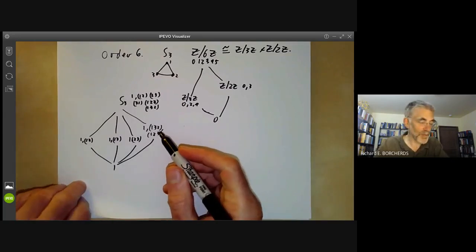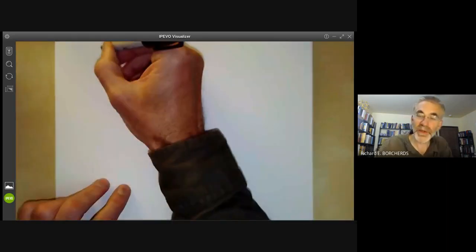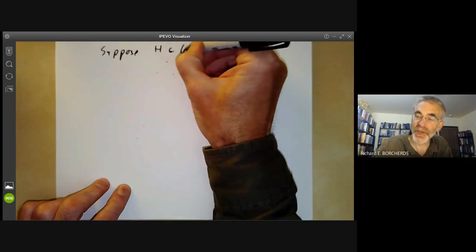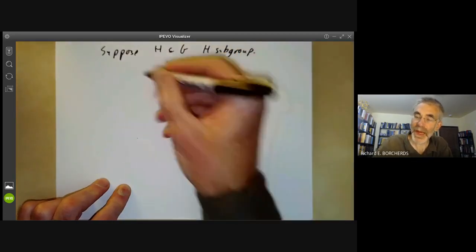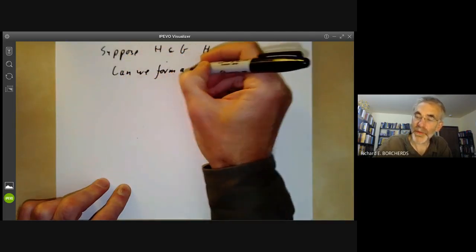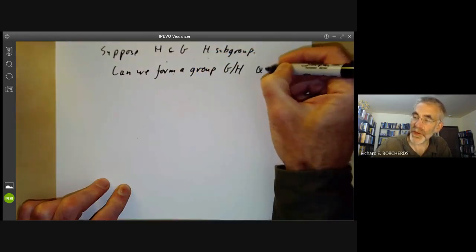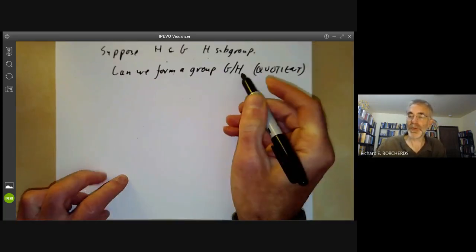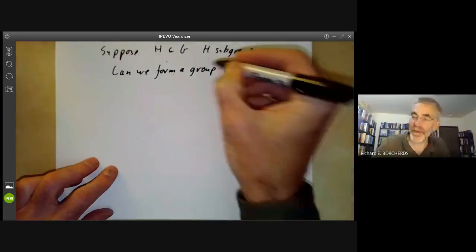And what I want to discuss is the following problem. Suppose that H is a subgroup of G. Can we form a group G over H, a sort of quotient group? And the idea of the quotient group is you sort of force all elements of H to be trivial.